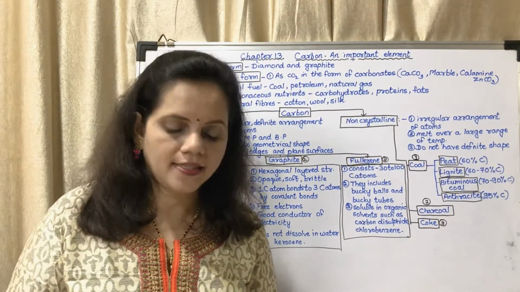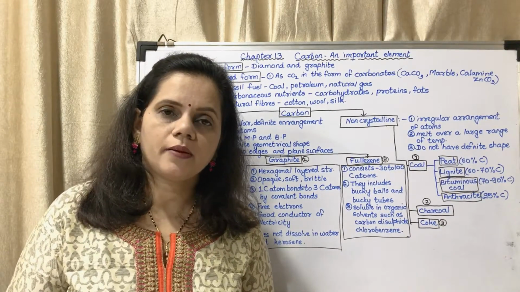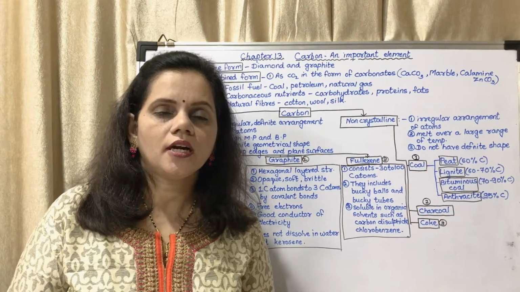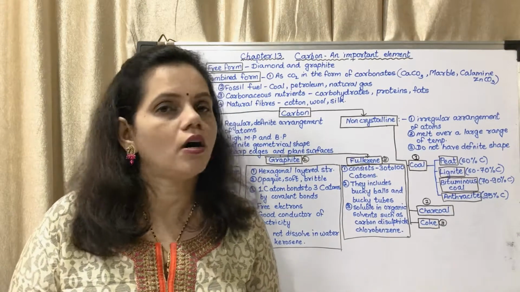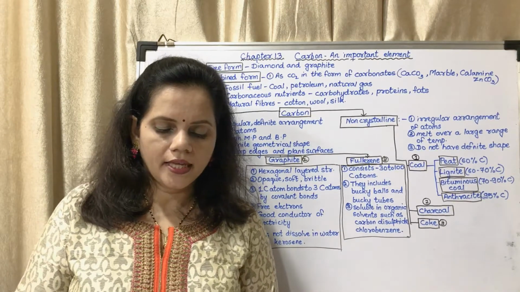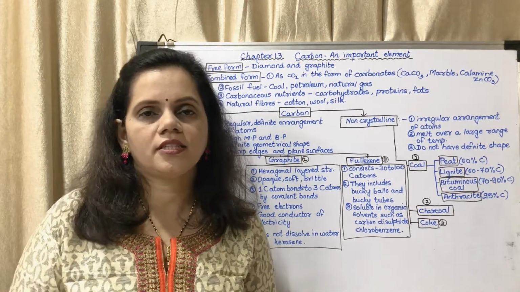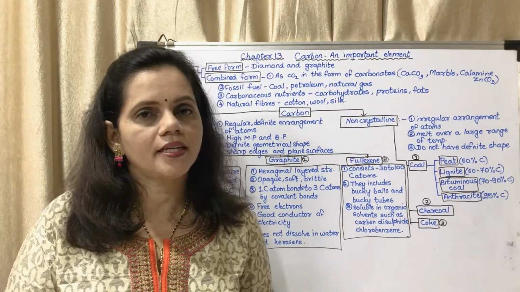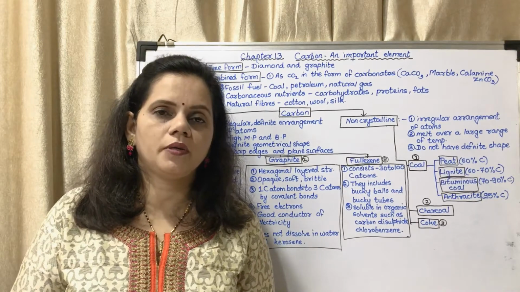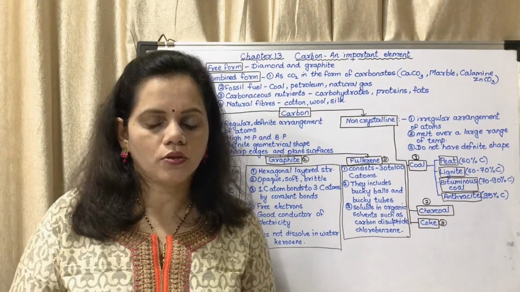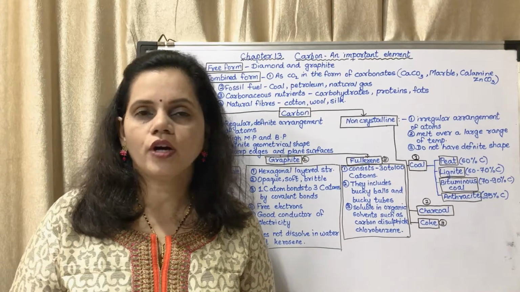And producer gas, which is a mixture of carbon monoxide, hydrogen, carbon dioxide and nitrogen. All these are gases, and it is used in iron and steel manufacturing and in ceramic and cement industries. So these are the uses of coke.